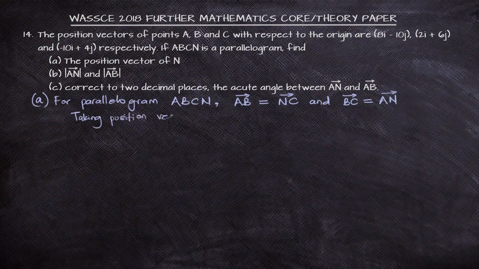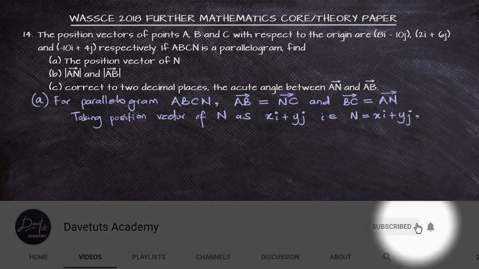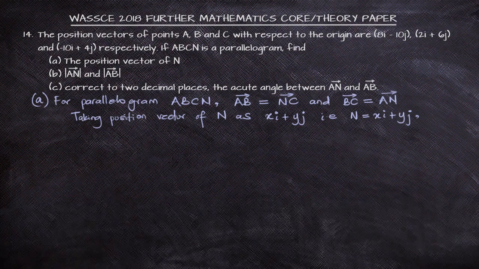Now I'm going to take vector AB is equal to vector NC, but for my n, I need to also define its components. Let's say I take vector n as xi plus yj, meaning that my n is equal to xi plus yj. So now I can find the value of AB, which will be b minus a, and NC, which is going to be c minus n, component wise. So going to that component wise, I want to use vector AB and equate it to vector NC. So that means that the position vector b minus a is equal to the position vector c minus n.